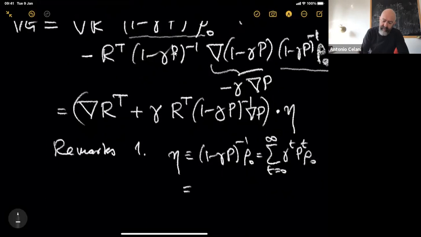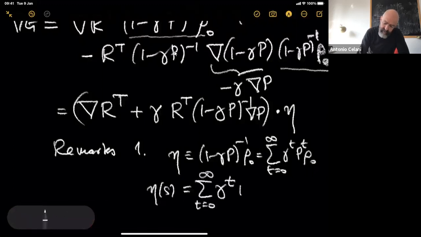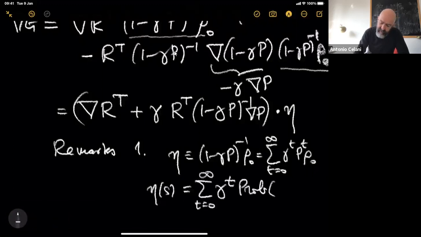So this leads me to the following expression, that the component S for this is just the sum from t going from 0 to infinity, gamma to the power t times the probability that I am in state S, and this is my matrix P to the power t, and this is rho naught of S bar.